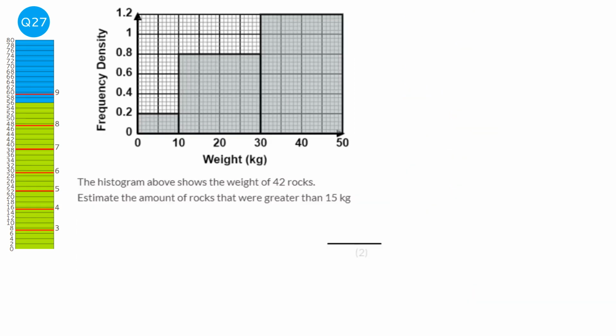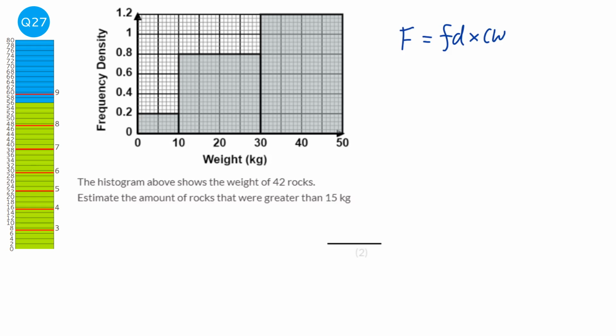So the frequency is kind of equal to the frequency density times the class width. And I say kind of because it's actually a proportional relationship. The frequency density doesn't have to be that value, it can be twice the value or half the value.